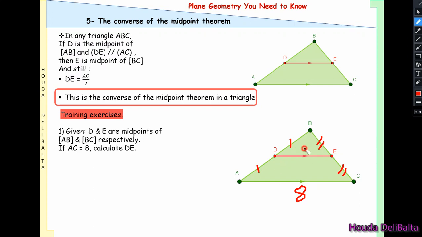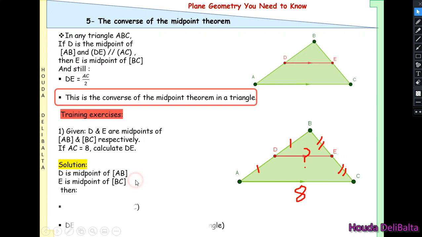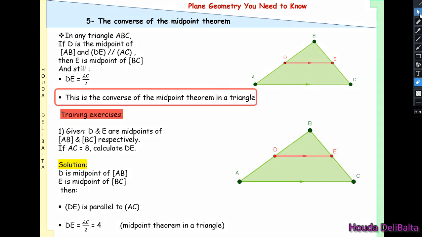Calculate DE. That's very easy. How long is DE? If AC is 8, and D and E are midpoints, then applying the midpoint theorem, DE is equal to half of 8, which is 4. And that's the midpoint theorem in a triangle. Let's continue. What do we have more?